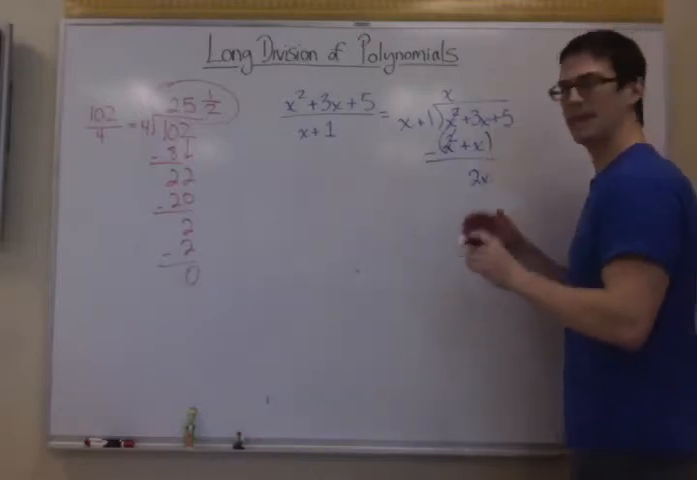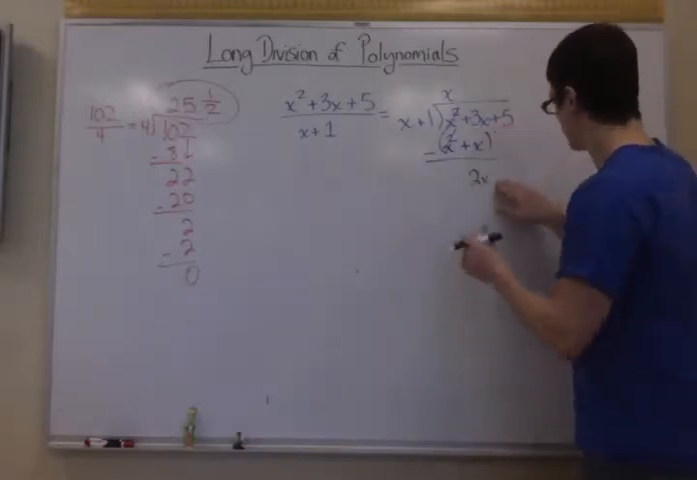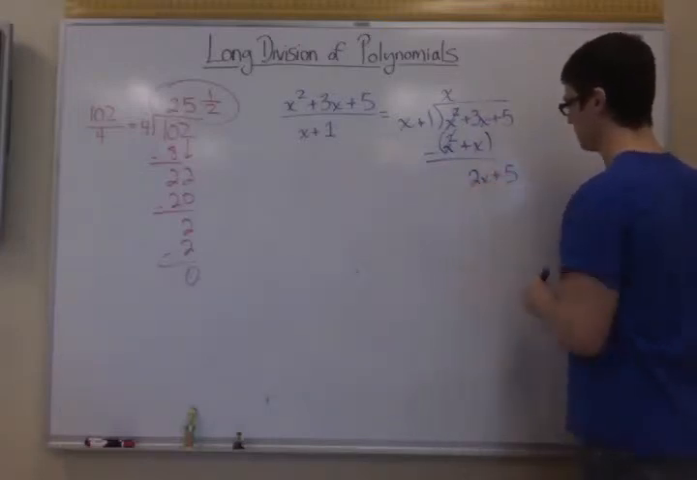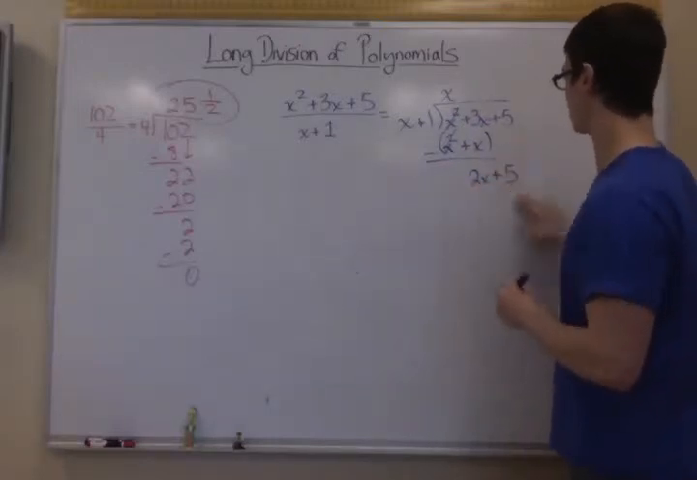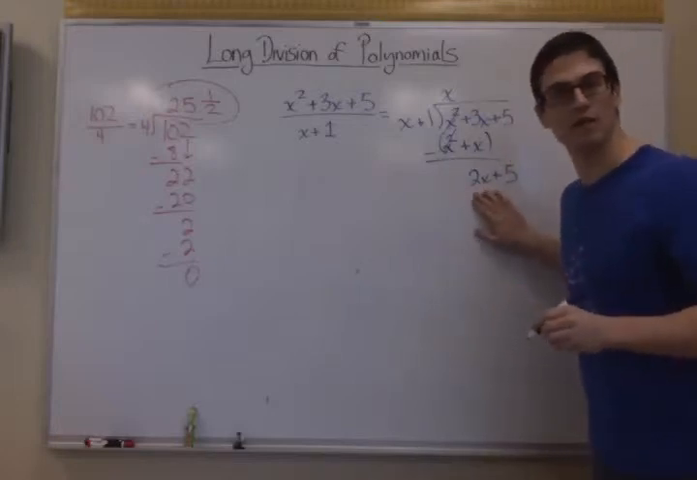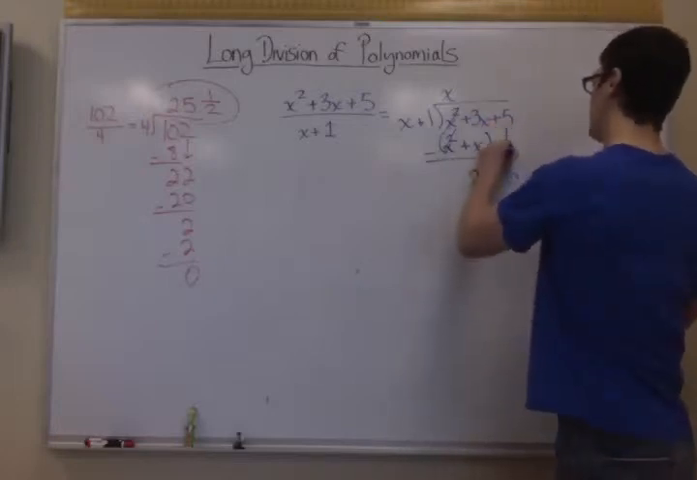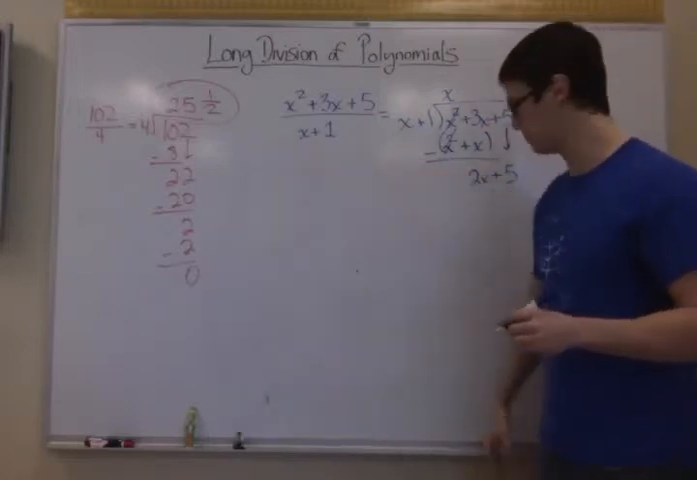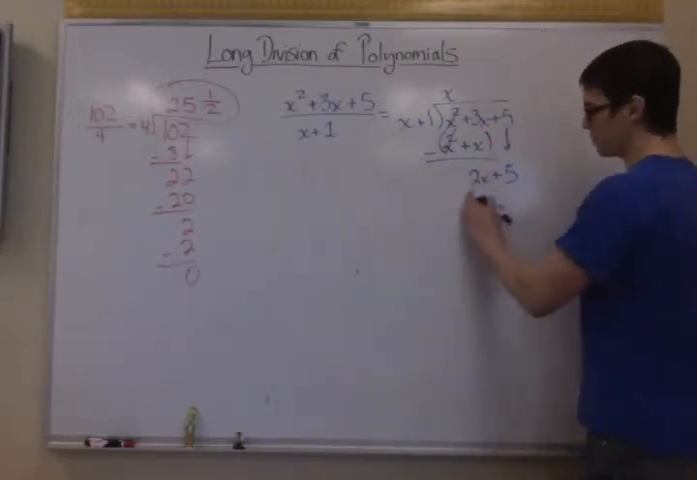Okay, now just because I like to keep everything in line, I'm going to drop down this plus 5 as well. So now it's 2x plus 5. I don't have to look back up here anymore. All the updated numbers are down here. So I'm just going to drop down that 5, similar to what we did over there with the 2. Okay? Now remember, we're just looking at the leading term.